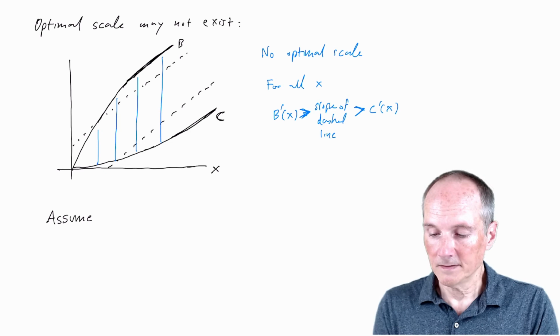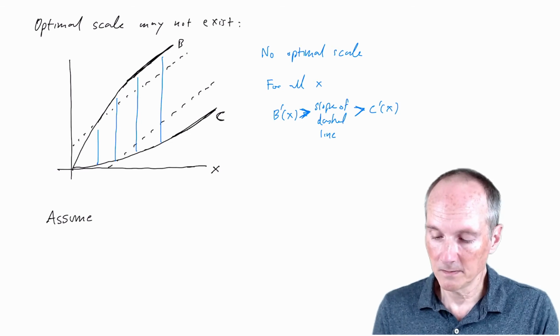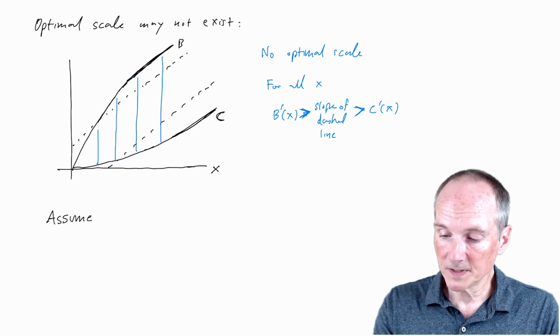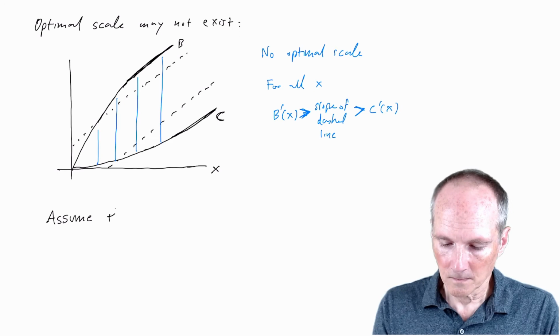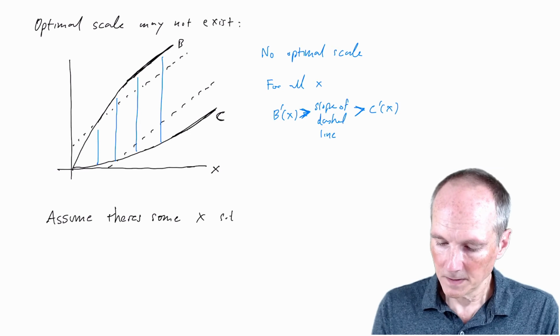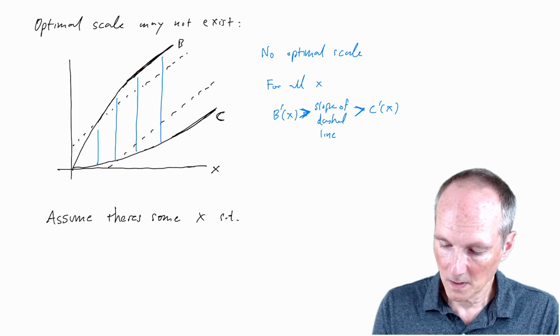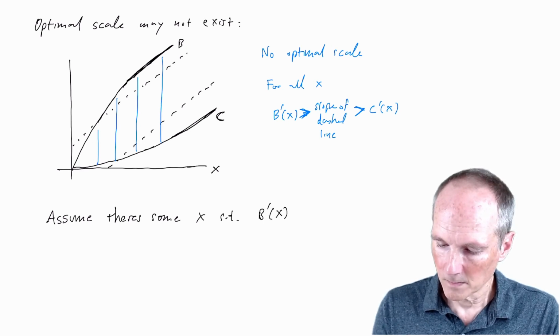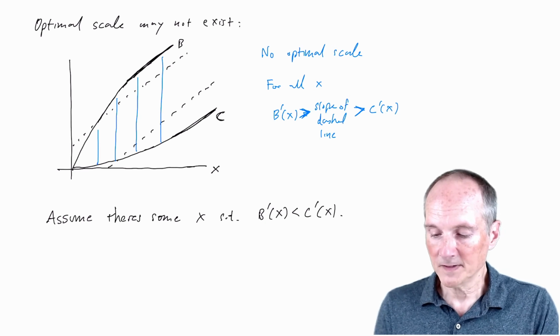That means that the difference between benefit and cost is getting bigger and bigger as you make x larger. So what we're going to do is just assume there's some scale such that this doesn't hold, okay? And so for big enough x, for a high enough scale, marginal benefit is less than marginal cost.